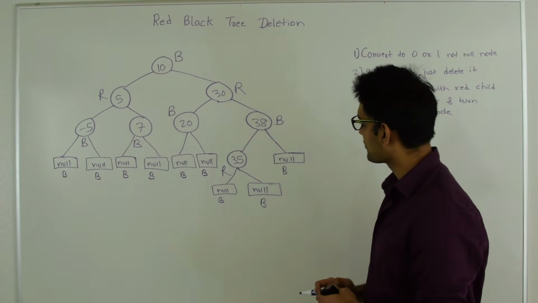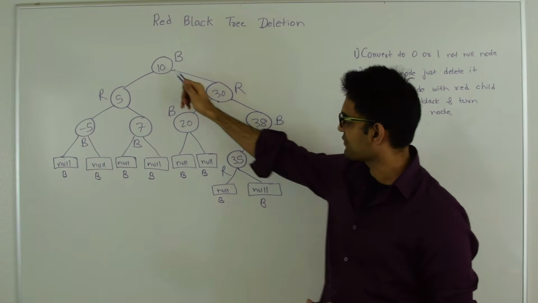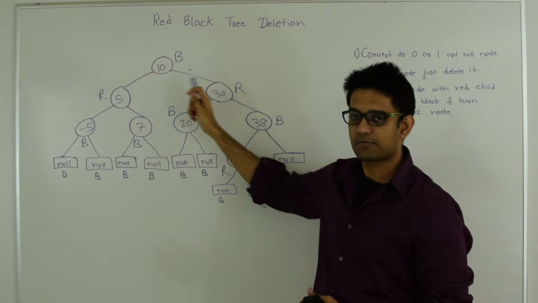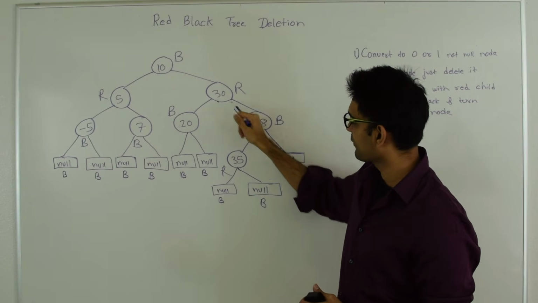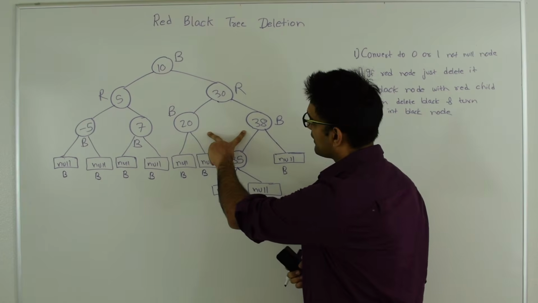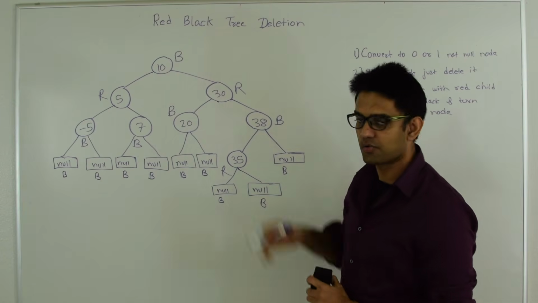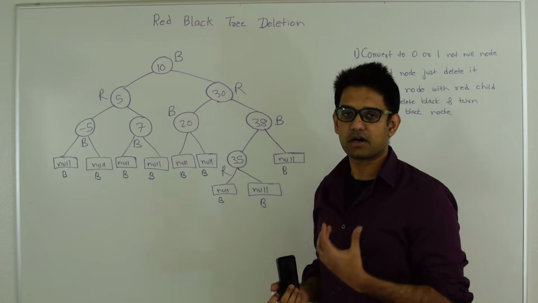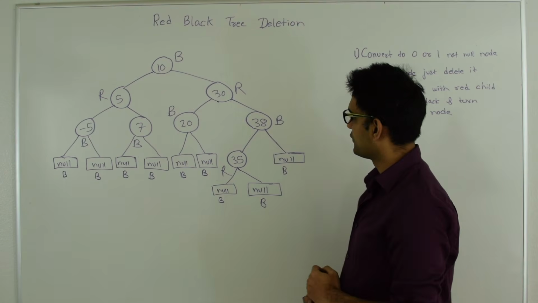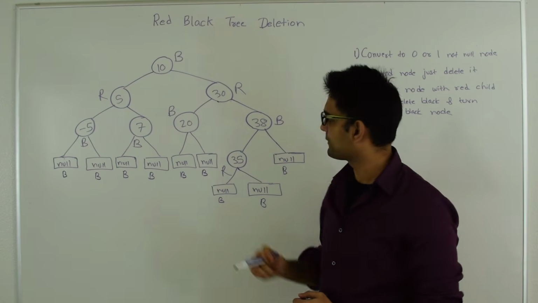So let's try to delete 30 in this example here. I'm trying to delete node 30. We start from 10, 30 is greater than 10, so we go on the right side. So we found 30. Now 30 has two not null children. As we discussed, we first have to convert it into a case with 1 or 0 not null children. To do that, we find the in-order successor of 30.